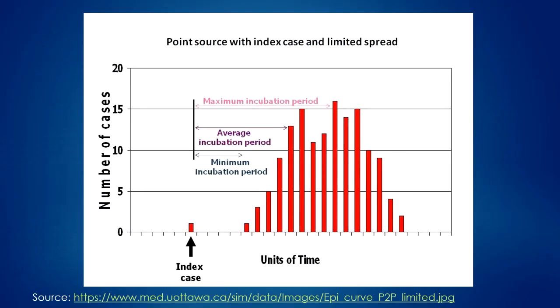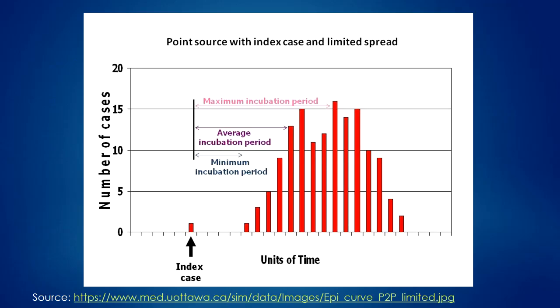So here's an example of a point source outbreak. We have an index case, one person who became sick, and then we see this very steep curve that then dies down. Typically, as you'll see here, the first case, the beginning of that curve, would be expected to start around the minimum incubation period time. The peak should be somewhere around the average incubation period time, and then it would start to decrease after the maximum incubation period.